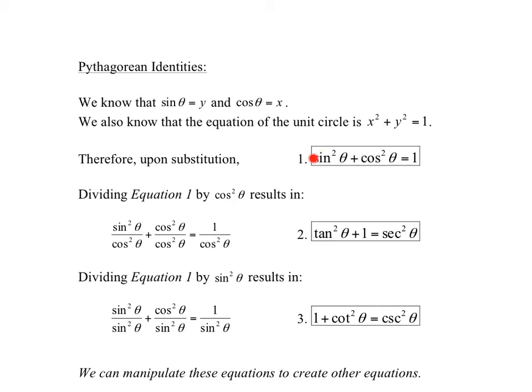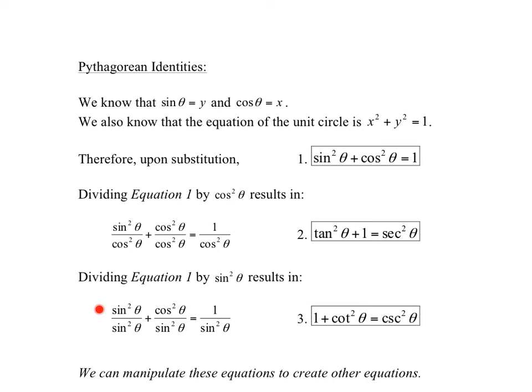Okay, so if I took equation number 1, and I was to divide everything by cos squared, so I'd divide sine squared by cos squared over here, divide cos squared by cos squared, divide 1 by cos squared, it would produce this identity. So sine squared over cos squared is tan squared, cos squared over cos squared is 1, and 1 over cos squared is secant squared. I could also do the same thing by dividing by sine.